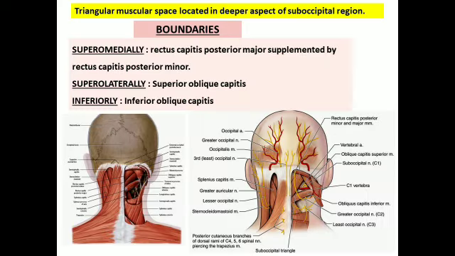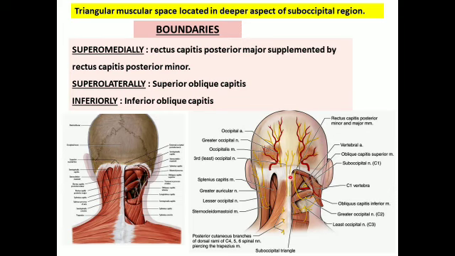So the suboccipital triangle, as the name suggests to you, is located in the suboccipital region. So this is the occipital region. So this you can consider as suboccipital region. So here we have a small muscular triangle. By definition, this is a muscular space that is located in a deeper aspect of suboccipital region. So this triangular region is located in a deeper plane, deep to other muscles.